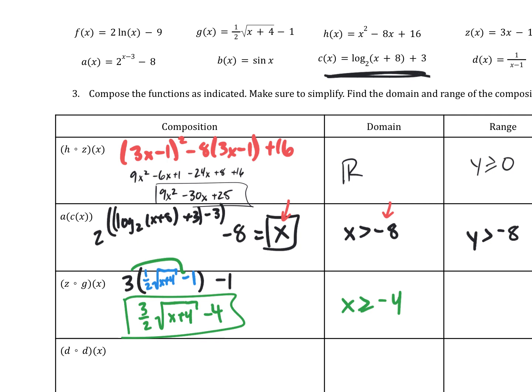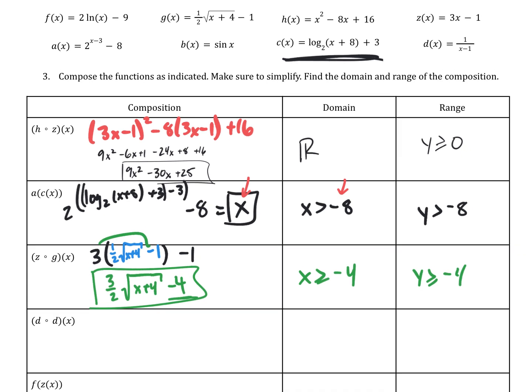I probably need to check my graph to see what's happening with the range, though. And the minus 4 is making sense because it's all the way down at negative 4. The minus 4 right here is a translation down. That's what I'm trying to say, is that it makes sense.